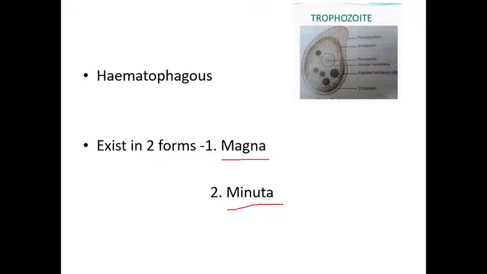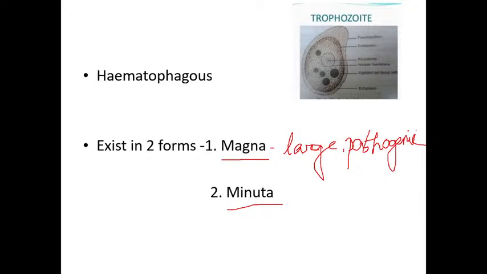The magna form is large and active. Magna means big or large. Magna form is large, it is very active form, and this is actually the pathogenic അല്ലെങ്കിൽ disease causing form. So magna form is the pathogenic form. How? എന്തിനാണ് ഫീഡ് ചെയ്യുന്നത്? ഇതൊരു പാരസൈറ്റ് ആണെന്ന് പറഞ്ഞു. It lives in the large intestine of the mammals.